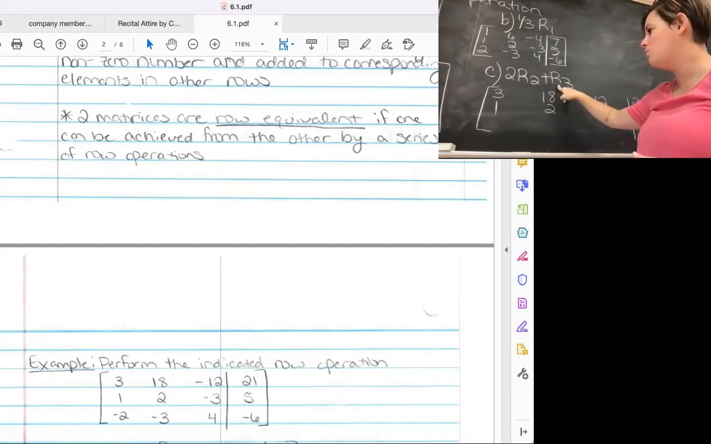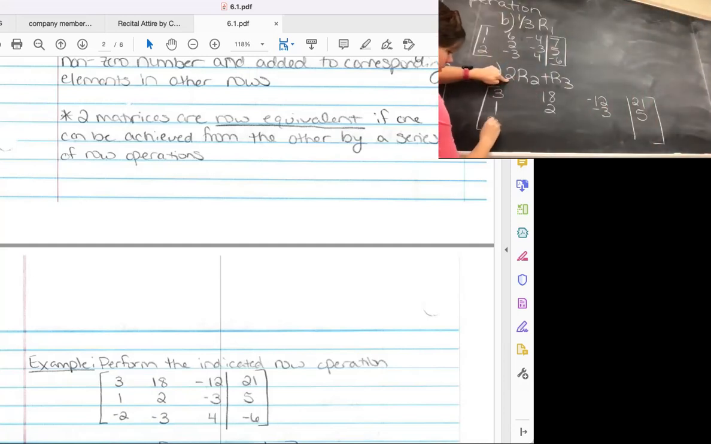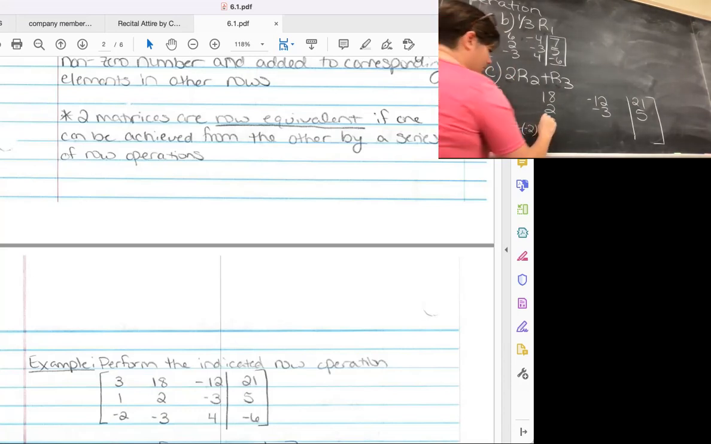Okay. So what we're doing with this row operation is we're taking 2 times row 2, but we're adding it to the corresponding element in row 3. Okay. So I have 2 times the element in row 2, which is 1, plus the corresponding element in row 3. So that first element in row 3 is a -2. So I'm writing it out long ways this time so you can see what I'm doing.